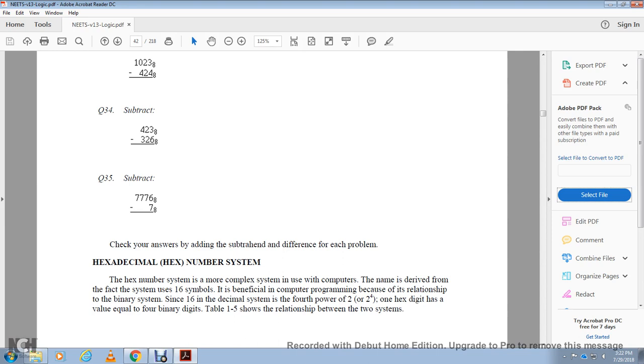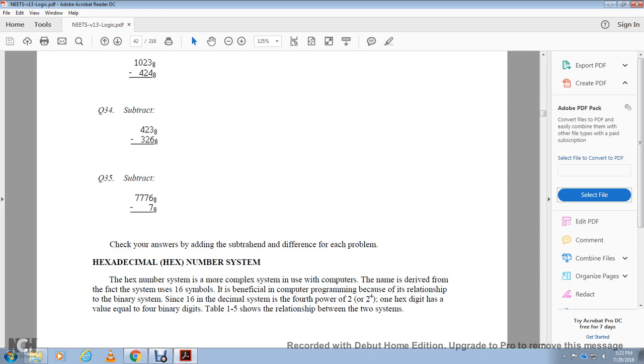All right, the hexadecimal number system, or hex number system. The hex number system is a more complex system in use with computers. The name is derived from the fact that the system uses 16 symbols. It benefits computer programming because of its relationship with the binary system. Since 16 is the fourth power of 2, or 2 to the fourth, one hex digit has a value equal to 4 binary digits.